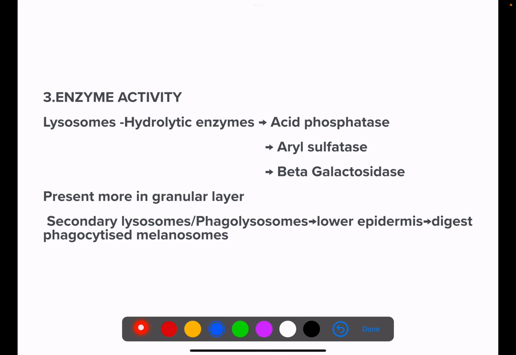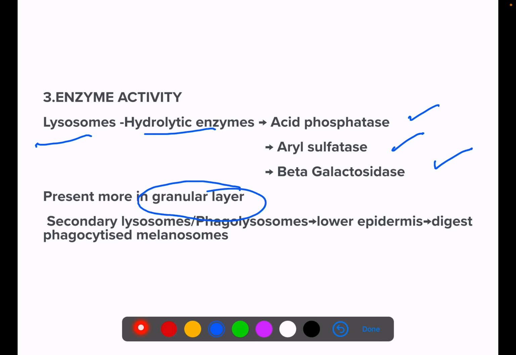So enzyme activity, lysosome, hydrolytic enzyme. What are the enzymes here? Acid phosphatase, aryl sulfatase, beta glycosidase. Present more in granular layer. Secondary lysosomes or phagolysosomes in the lower epidermis digest phagocytized melanocytes.